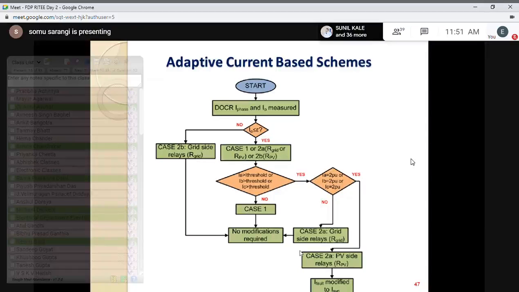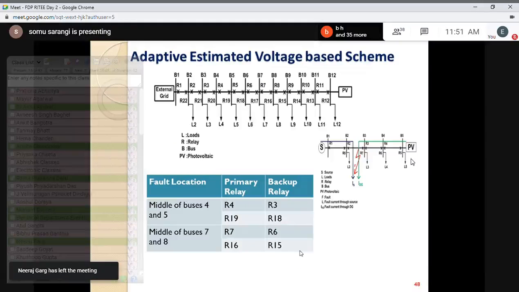So this is the algorithm. We have a directional overcurrent relay per phase, and I0 is measured. If I0 is less than the threshold, then we consider it is the PV side, and if it is greater than that, then it is the grid side. According to that, finally we compute the fault current from a PV side relay.